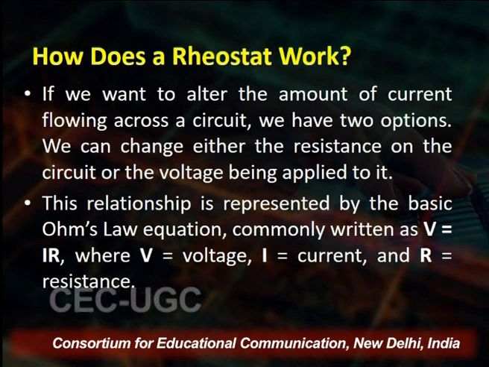So, we want to alter the amount of current flowing across a circuit. We have 2 options. What 2 options do we have? We can change either the resistance of the circuit or the voltage applied to the circuit. By using this, we can change the flow of current in a circuit.